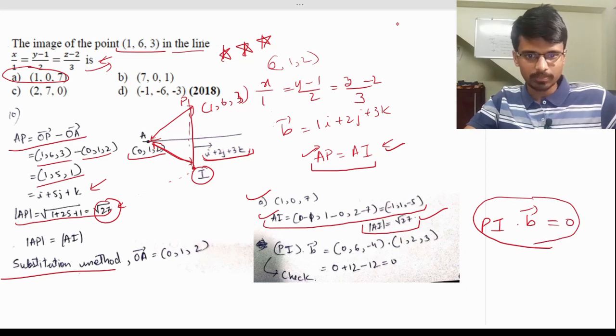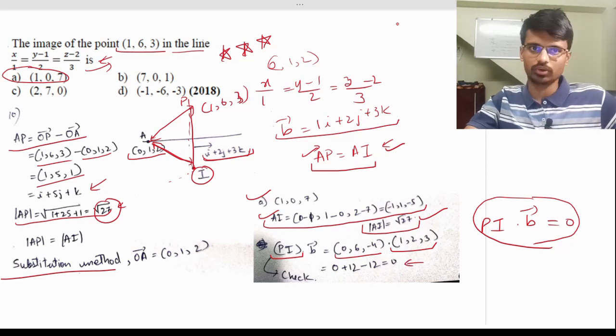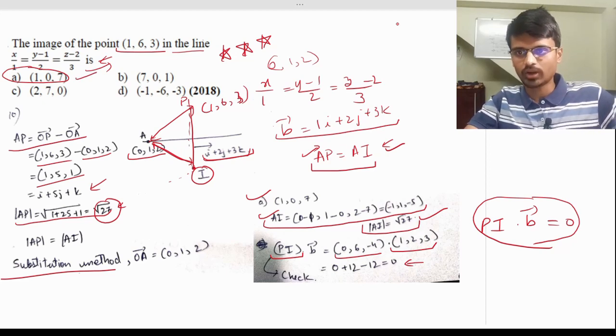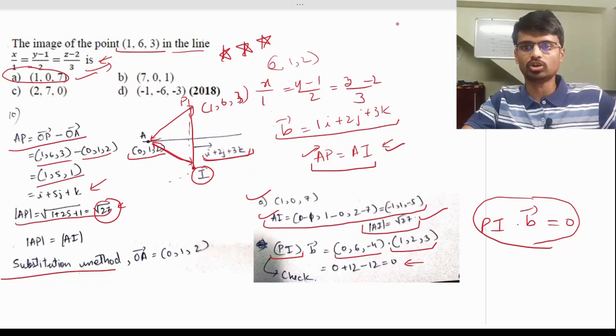So what is my PI? PI can be found out. And what is my vector B? Vector B is already given. So we have found that out. So the dot product is 0. So this is a check that we have to do. Okay. So the dot product is 0. That means this point 1 comma 0 comma 7 is the image of the point.